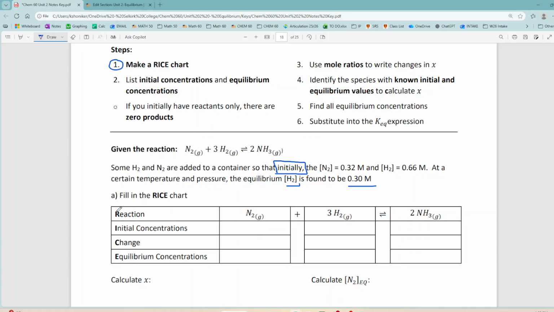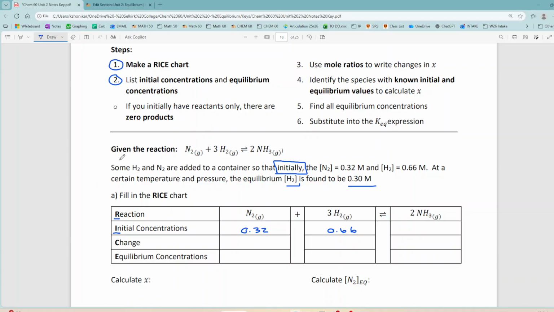So to set up a RICE chart, the way that it works is R stands for reaction. So we've got nitrogen and hydrogen forming ammonia, and you write the reaction in the top. And then I is for the initial concentrations. So in this question, they're telling you that hydrogen and nitrogen were initially put in the container. They were put in the container so that there was 0.32 molar nitrogen and there was 0.66 moles per liter of hydrogen. Those are my initial concentrations. So I'm on step 2 here. Step 2, I'm listing my initial concentrations.